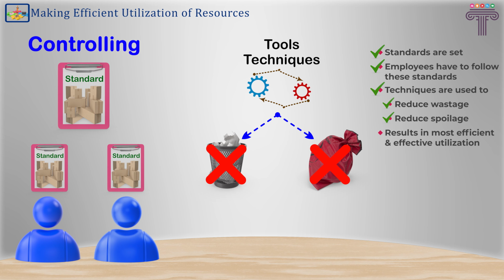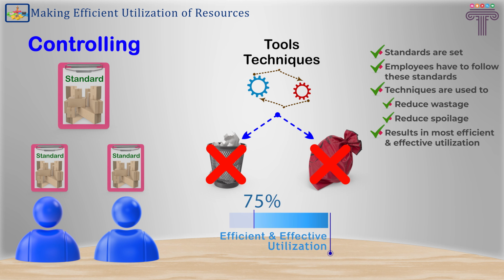So as the output is produced as per the standard and employees are trained for the same, automatically it leads to what? Efficient and effective utilization of resources. Wastage and spoilage of resources are avoided, which automatically leads to what? The optimum utilization of resources. Hence, controlling helps in making optimum utilization of resources. It avoids spoilage and wastages.